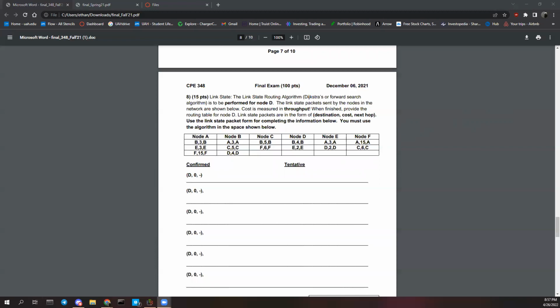All right, link state. Fun. These are always a blast. All right, easy to make mistakes on these.